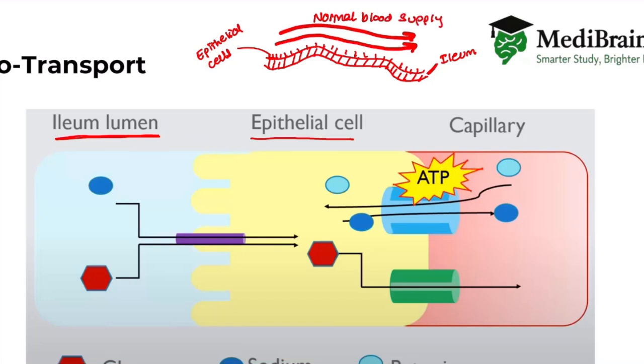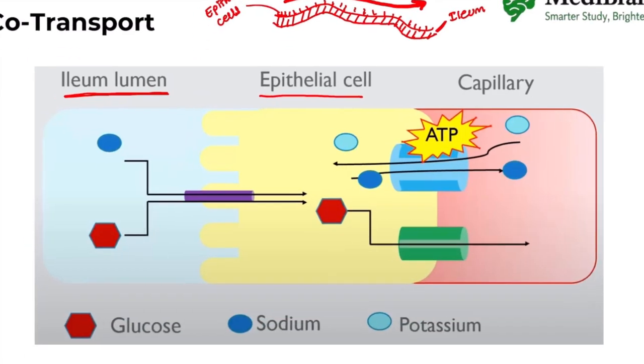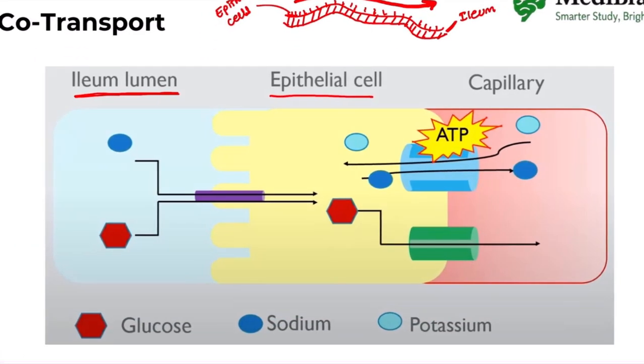So this example of co-transport normally happens in your small intestines. The purpose of this is that we need to absorb the glucose from our small intestines into our capillaries, into our blood supply. So we have our glucose, which is in our small intestine.